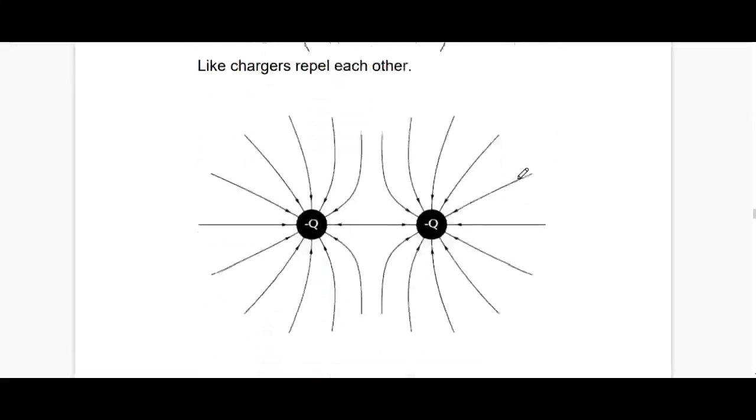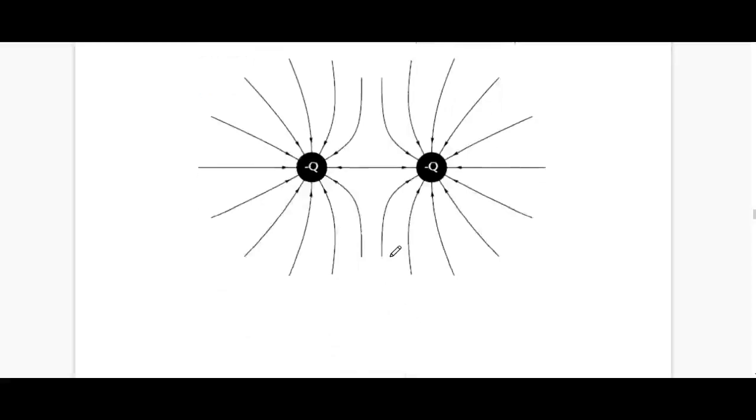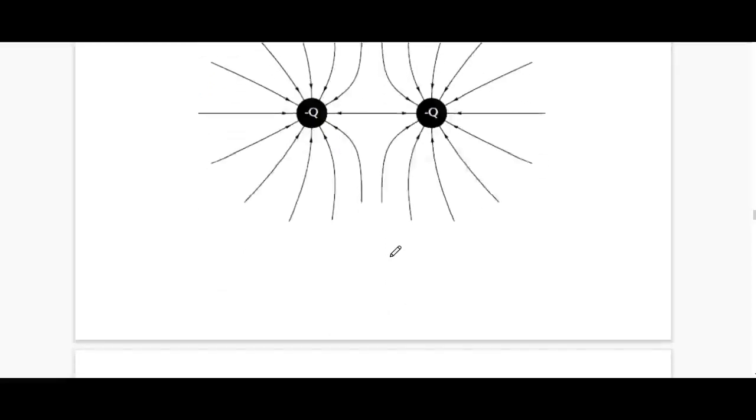And here you can see that we have negative and negative, so the field lines all go inside, but negative and negative repel each other. So instead of them connecting, they don't connect, they repel each other. Similarly, if you had a positive and positive, the same thing was going to happen.